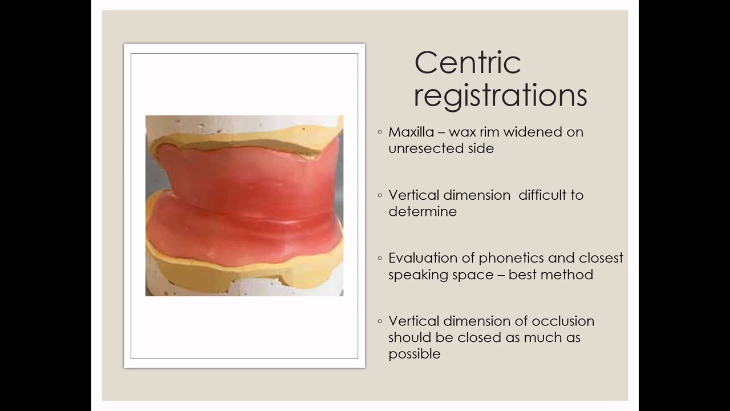And the centric occlusion registration can be obtained with either wax, plaster or other similar recording media. And here the clinician should manipulate the mandible and place it in the most advantageous position, that is within the reach of the patient. And also in patients with trismus, again the vertical dimension of occlusion has to be reduced in order to facilitate the insertion of the bolus between the teeth. So these things you have to take care of while recording the centric relation.